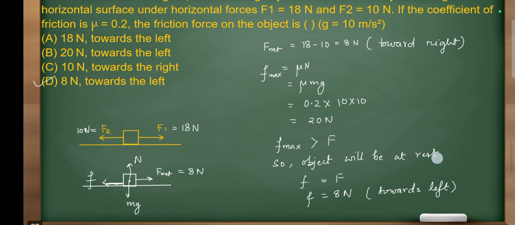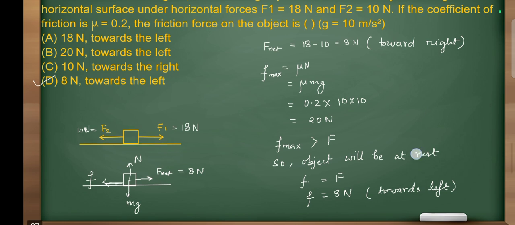Since the object remains at rest, because the friction force capacity of 20 Newton is greater than 8 Newton, the friction force will become equal to the net force, that is 8 Newton, and it is towards the left. So according to this, option D is correct.